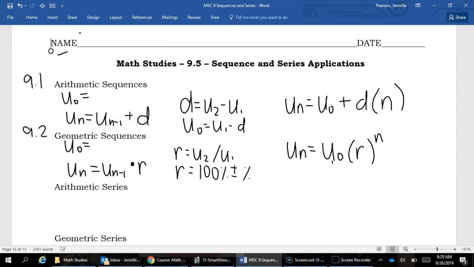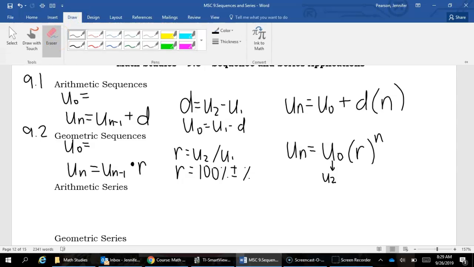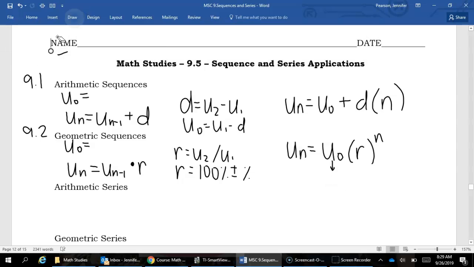the power of n. And I'm going to add right here, to get the zero number, we could take the first number and divide it by the ratio.